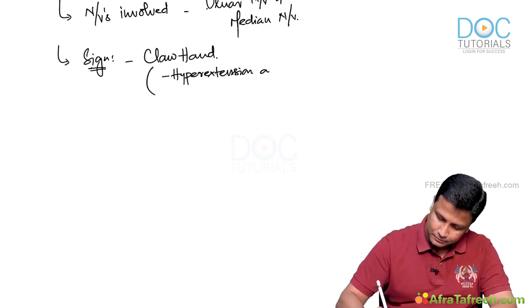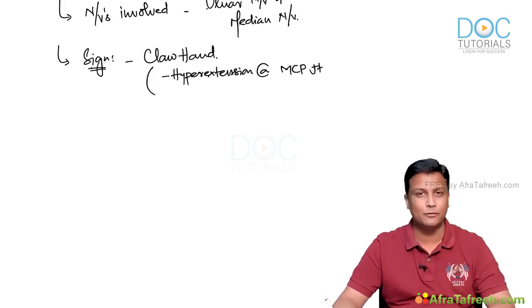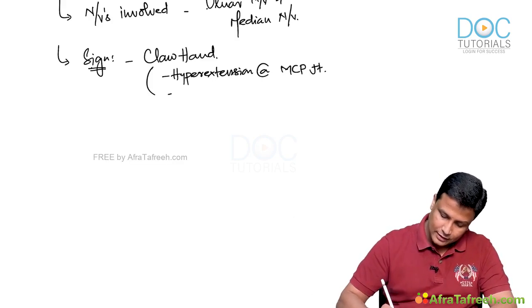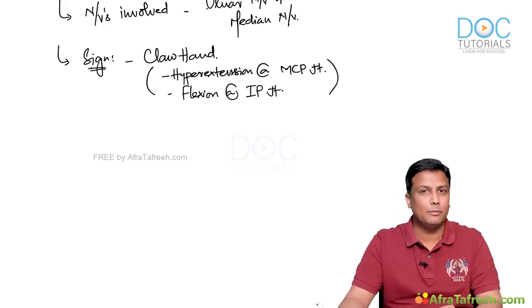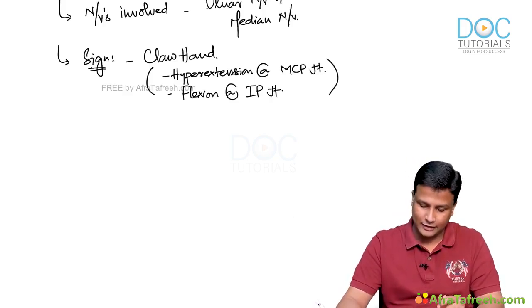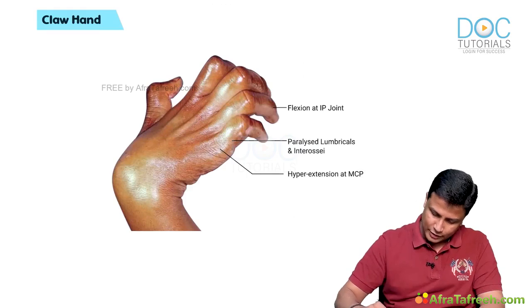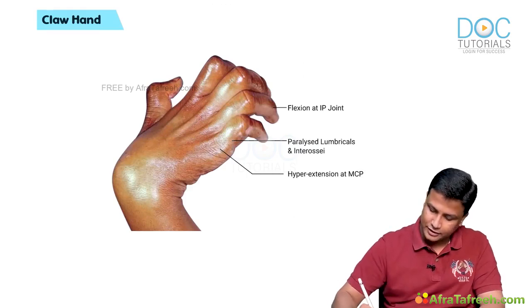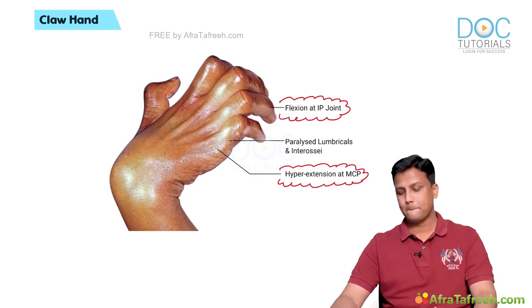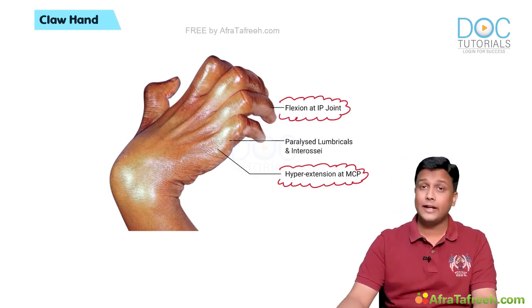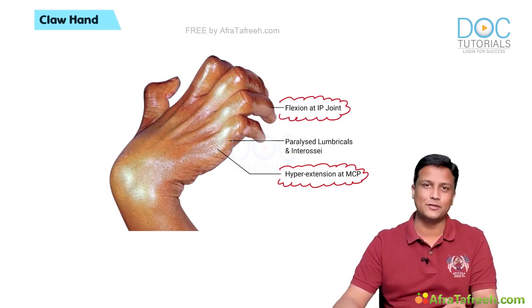Hyperextension at the metacarpophalangeal joint, MCP, and then there will be flexion at the interphalangeal joints. Hyperextension at the metacarpophalangeal joint and then flexion at the interphalangeal joint. So I'll just show you the picture here. This is how it looks. You can clearly appreciate the hyperextension at the metacarpophalangeal joint and the flexion at the interphalangeal joint, mainly involving the lumbricals and interossei, because your ulnar nerve and median nerve are gone, guys.